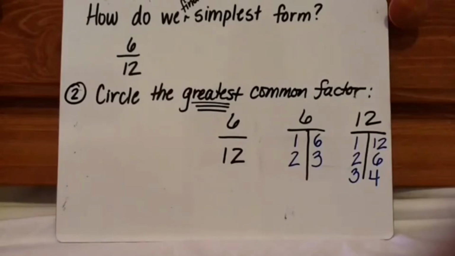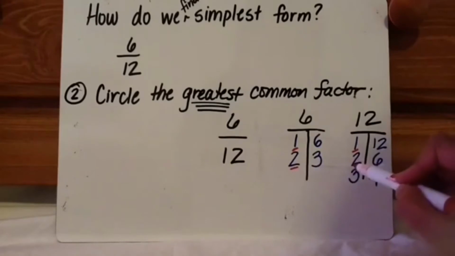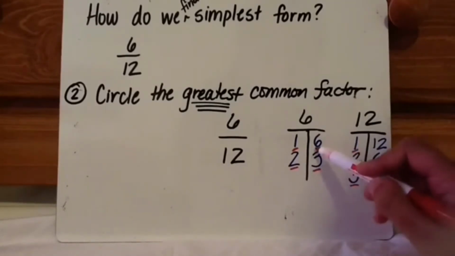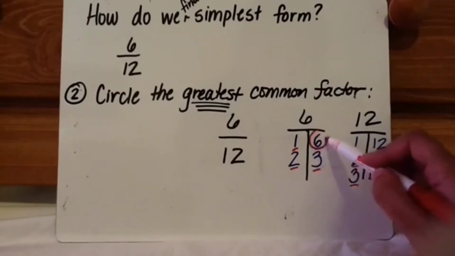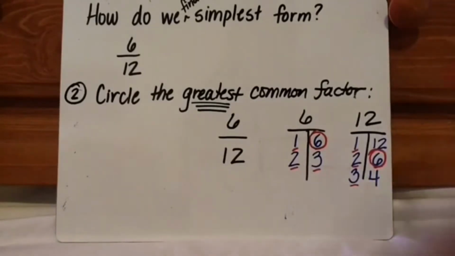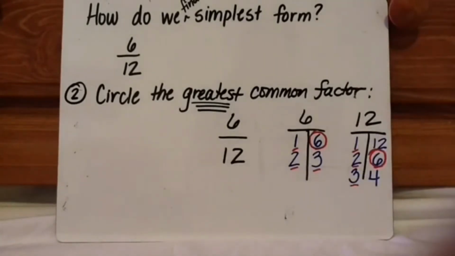So a lot of people end up picking a common factor, but it's not the greatest common factor. So let's look. They both have 1 in common. They both have 2 in common. They both have 3 in common. And they both have 6 in common. The highest number is 6. So 6 is my greatest common factor. A lot of people overlook the greatest common factor by accident and they'll pick the 3. And yes, you can divide by 3 and you will get an equivalent fraction, but you won't get simplest form. So I'll show that in an example in a second.